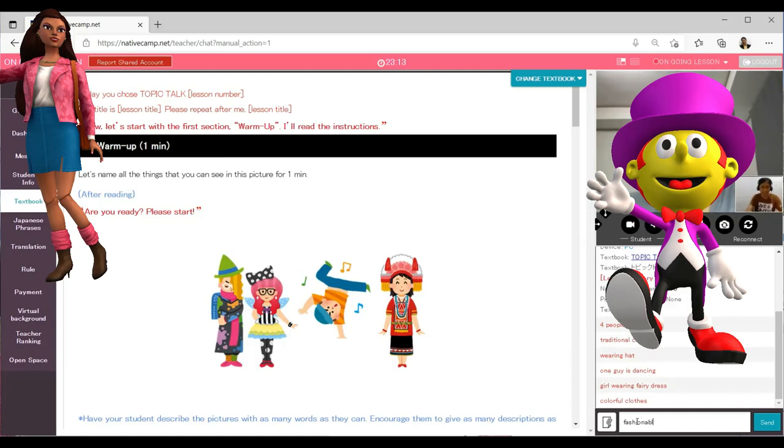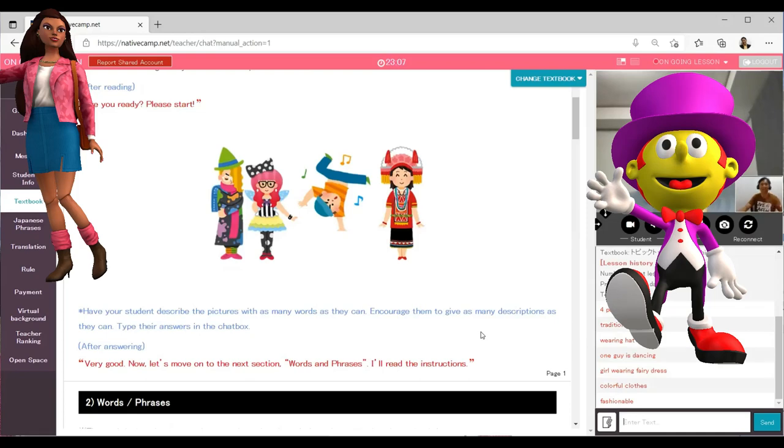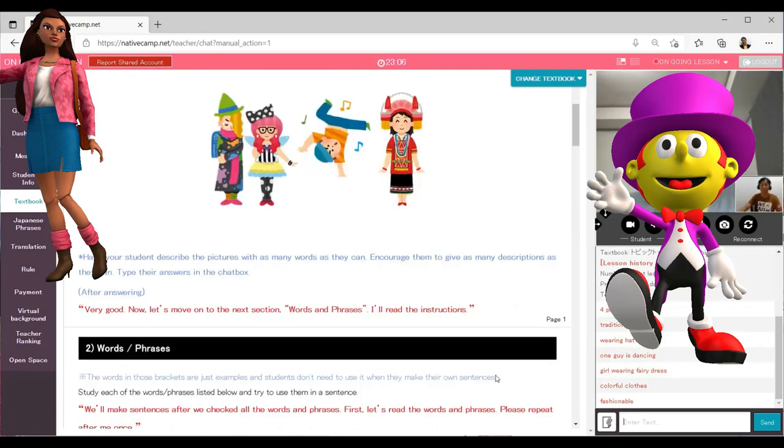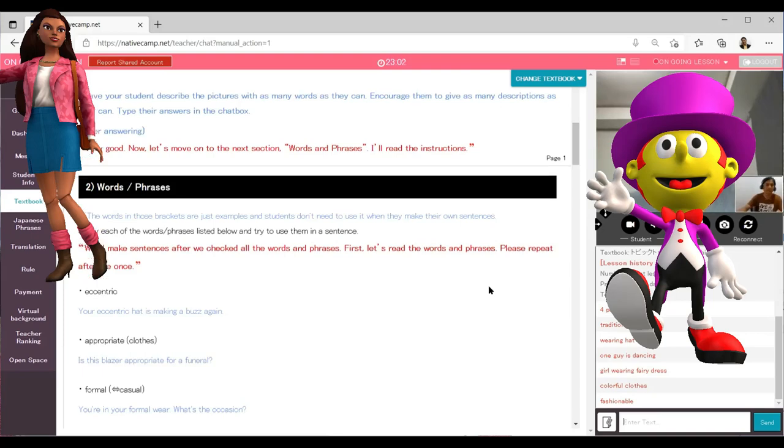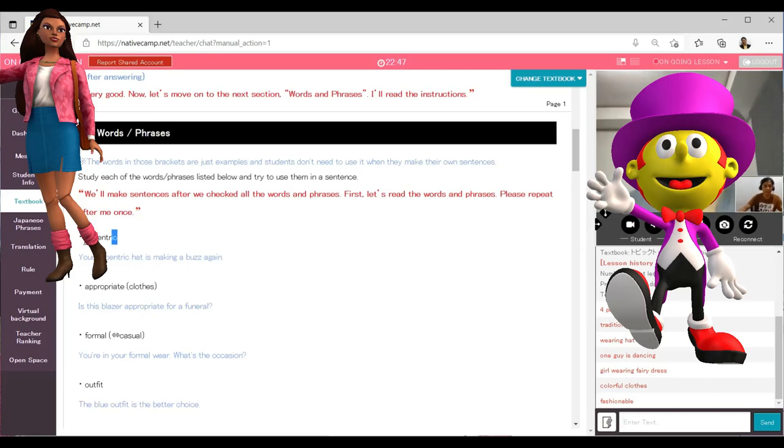Wow. You have mentioned a lot in this picture. Good job. All right, so now let's move on to words and phrases. Let me read the instructions. So we'll make sentences after we check all the words and phrases here. First, let's read the words and phrases. Please repeat after me once, okay? All right, let's start with the first word.